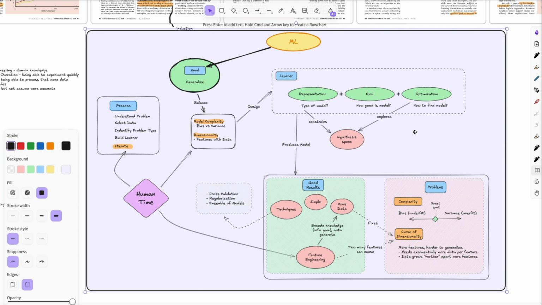So for neural networks, the type of model would be a neural network. The evaluation is often something like mean squared error or cross entropy. And then optimization is gradient descent. There are variations on gradient descent, but it's basically searching the hypothesis space of things that are possible by finding the right parameters to make the best model that minimizes our loss function. So you design this learner, and this learner produces a model.